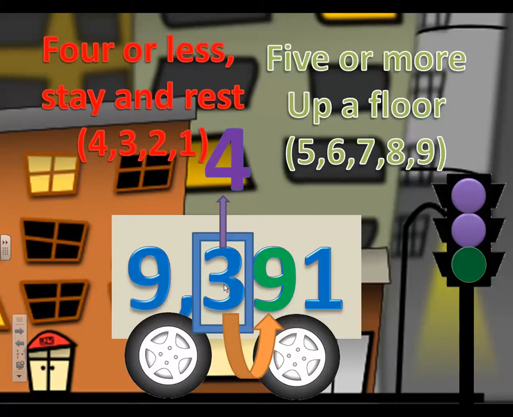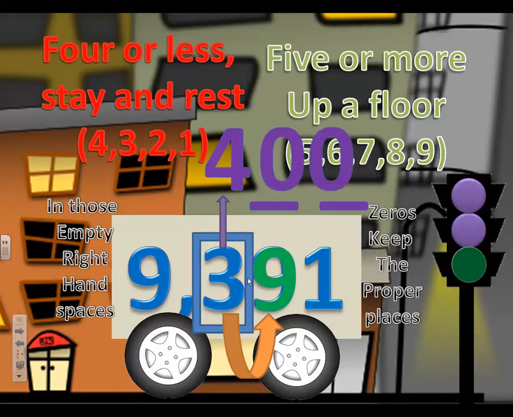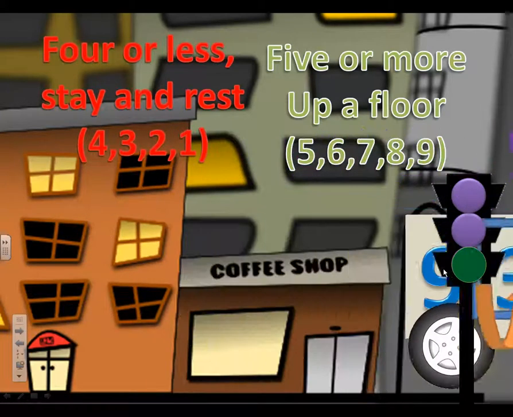Okay, now in those empty right-hand spaces, that means the tens place and the ones place, zeros keep the proper places. So the 3 went up to a 4, and we put zeros as placeholders. Now again, everything to the left of the number that we marked in the hundreds place stays the same. So 9,391 rounded up to 9,400. And since we've got a green light, we can drive on.